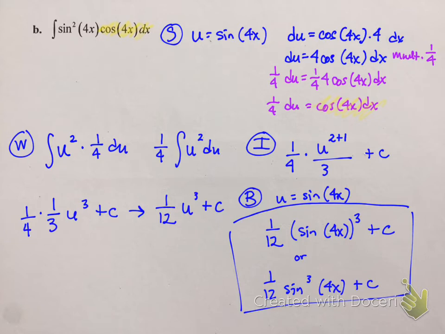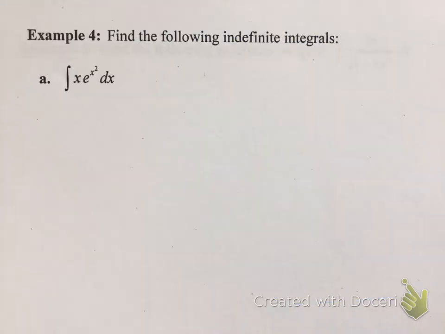All right, let's look at the next one. Example number 4 says find the following indefinite integral, and I'm integrating x times e to the x squared dx. If I rewrite this with the leftover, I would have the integral of e to the x squared times x dx. So my leftover is going to be x dx.